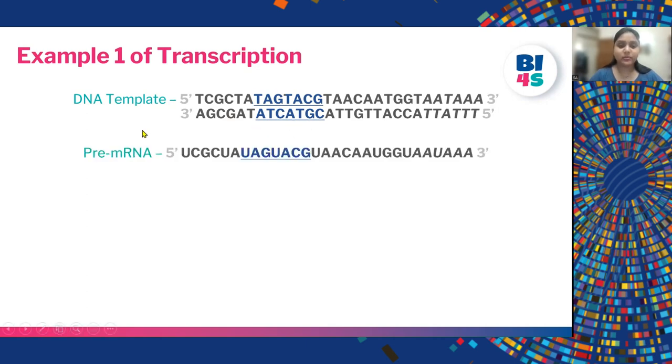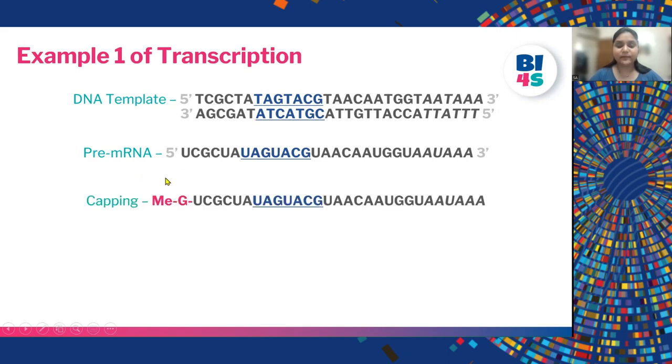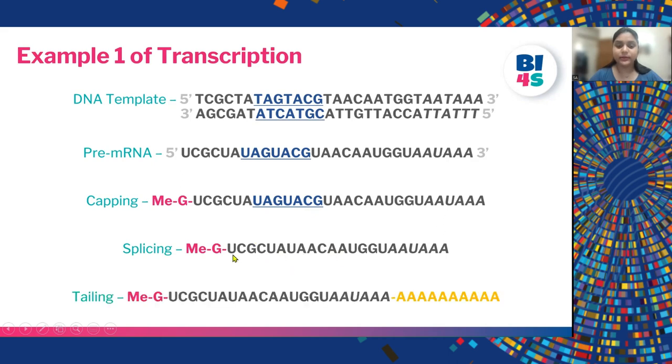And this will be transcribed into pre-mRNA as such, with our exons as well as introns. Then capping will happen, after which splicing will remove the intronic part and the exonic parts will come together, post which tailing will happen to introduce multiple A's at the end.